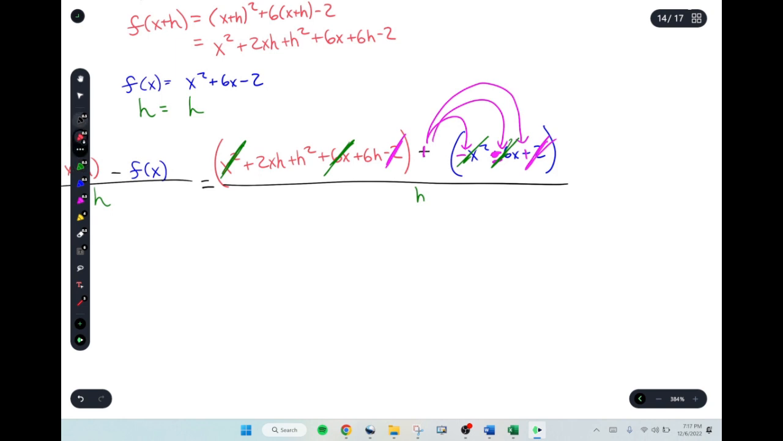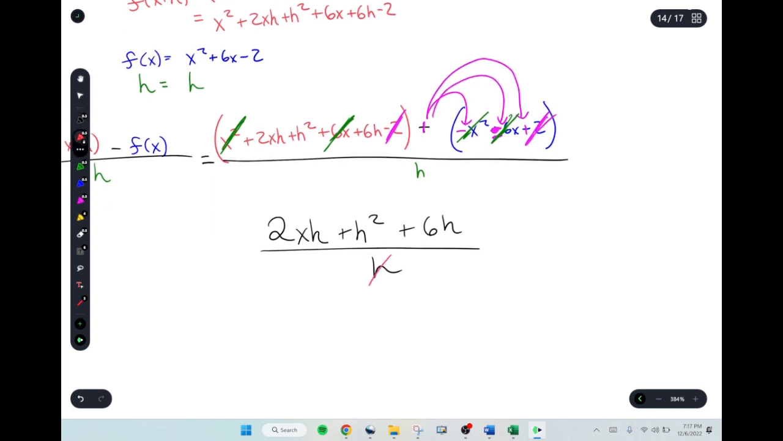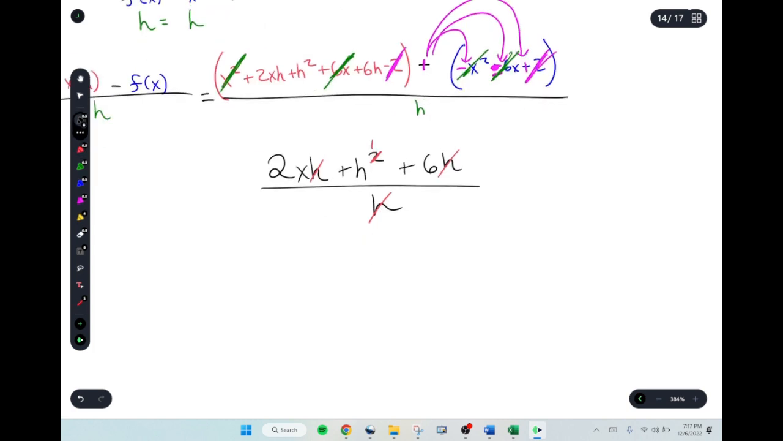So we're left with 2xh plus h squared plus 6h over h. Anything cancel there? H, and just one of these h's, right? Not both of them, because there's only one to cancel with. 2x plus h plus 6.